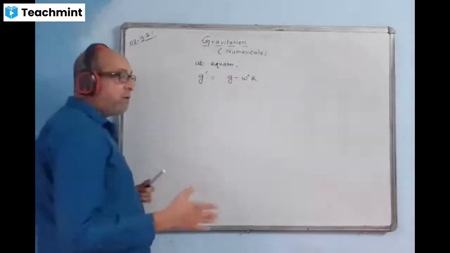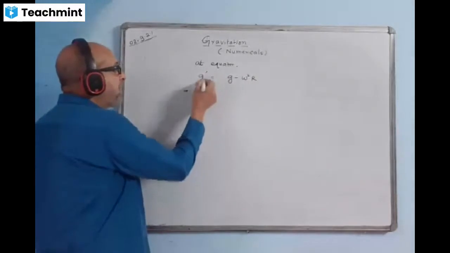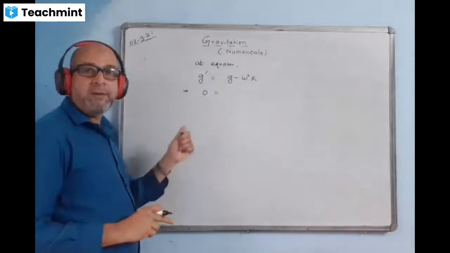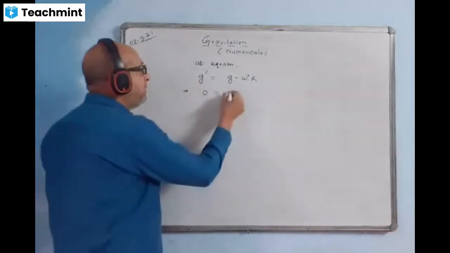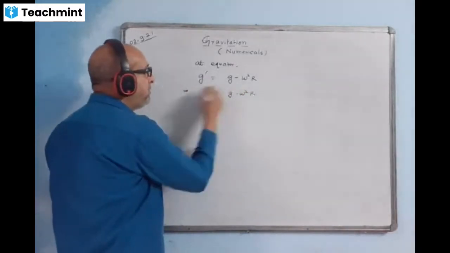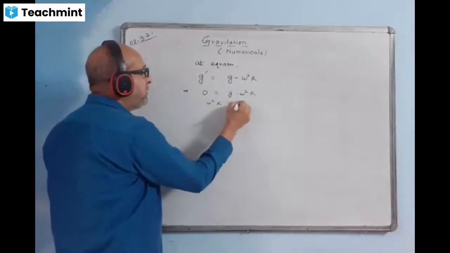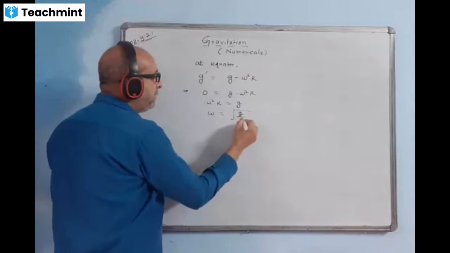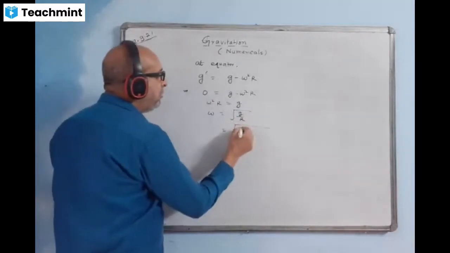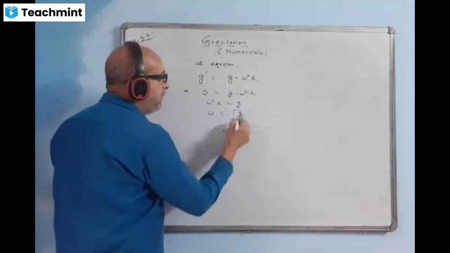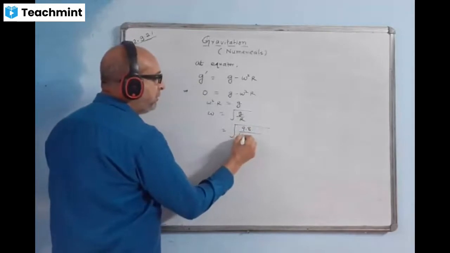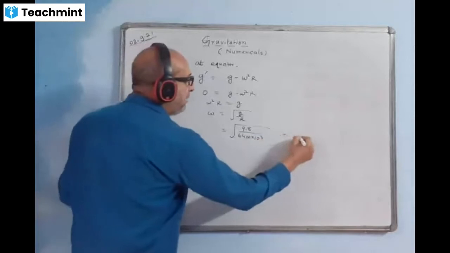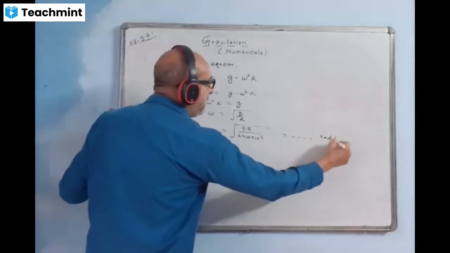But according to this question, the body becomes weightless, which means the G dash value becomes 0. Mass cannot be 0, but the acceleration due to gravity is becoming 0. So write G minus omega square R equals 0. Omega square R is G, therefore omega will be root of G divided by R. G you can put as 9.8 and R is 6400 kilometers, that is 6400 into 10 to the power of 3. Calculate this and get the right answer in radian per second.